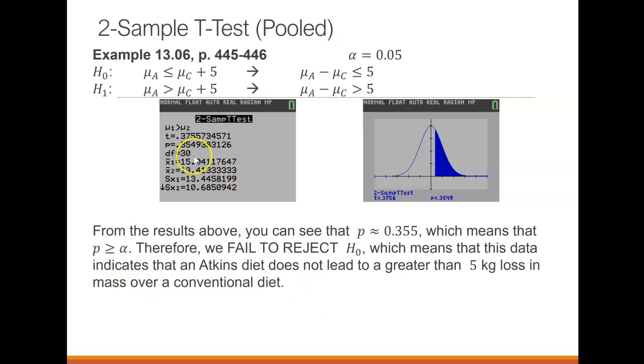So here's our p-value. We're comparing this to 5%. What do you notice? P is much bigger than alpha, right? So we fail to reject the null, which means that the Atkins diet fails to demonstrate that you get more than a 5 kilogram weight loss than the conventional diet.